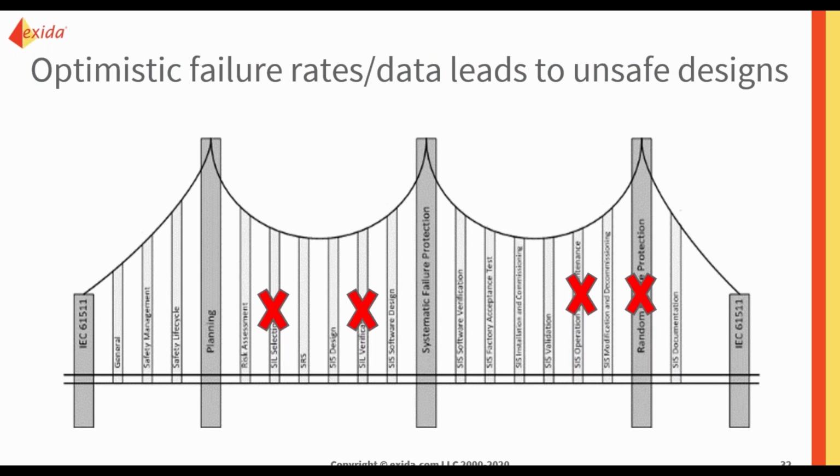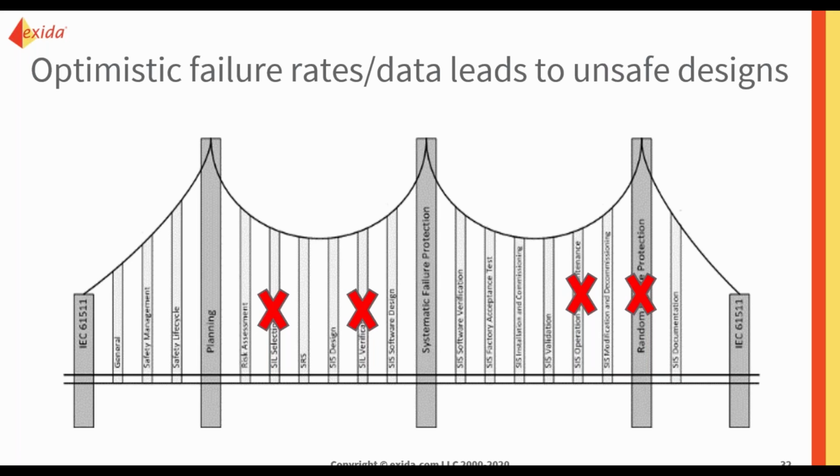So optimistic failure rates can simply lead to unsafe designs. This can happen by having way over optimistic failure rates. There might not be enough redundancy. Maybe you needed to have redundancy in your situation and your calculations said you didn't. Or it might provide insufficient testing. It might say you only need to test once every 10 years when that's not the case.